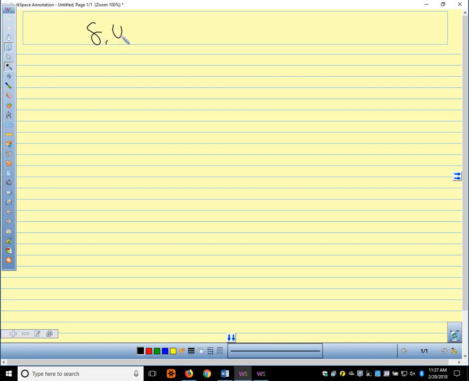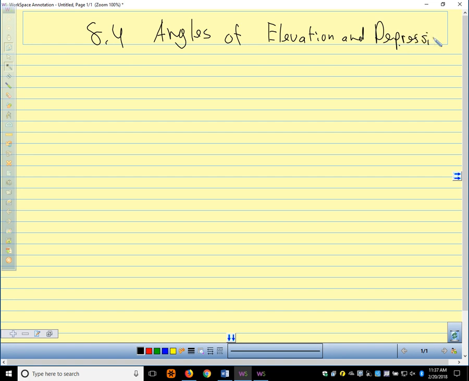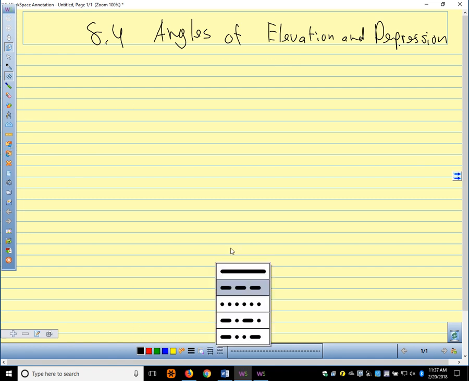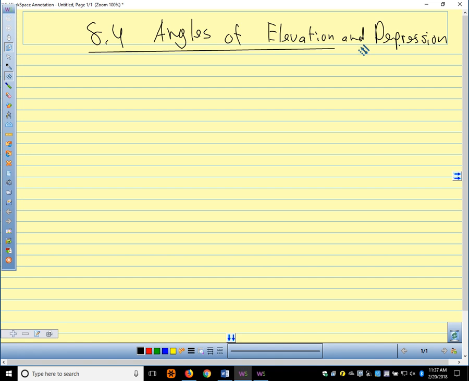Section 8.4. Angles of elevation, angles of depression. So really all we're talking about today is a particular way of describing an angle.